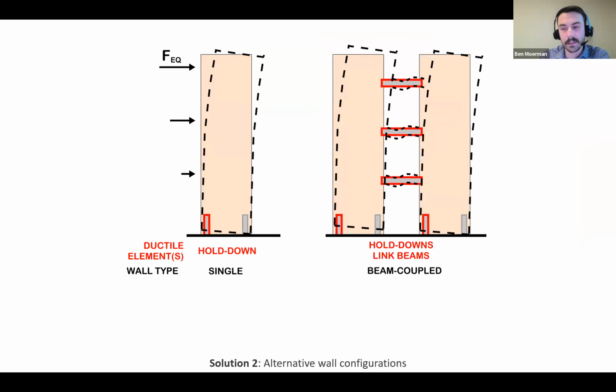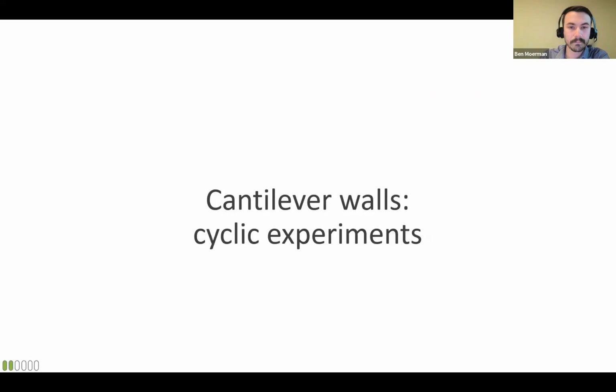The second solution to the problem of basically weak, soft CLT shear walls is alternative wall framing configurations. So instead of platform framing, we can balloon frame it. We can do either a single wall, or we can go all the way to a different type of configuration and do beam coupled walls, which I'll talk about later on. So that's basically the basis for why I wanted to investigate high capacity CLT shear walls. And now we'll get into some of the experiments.